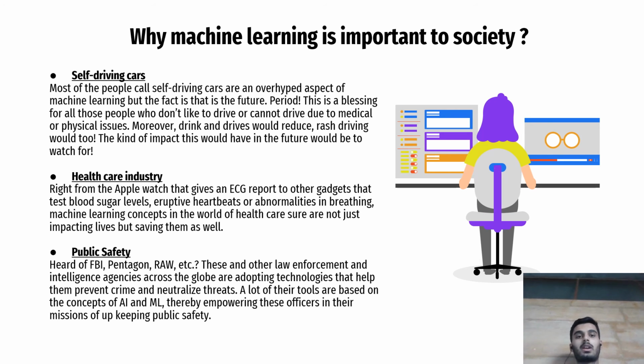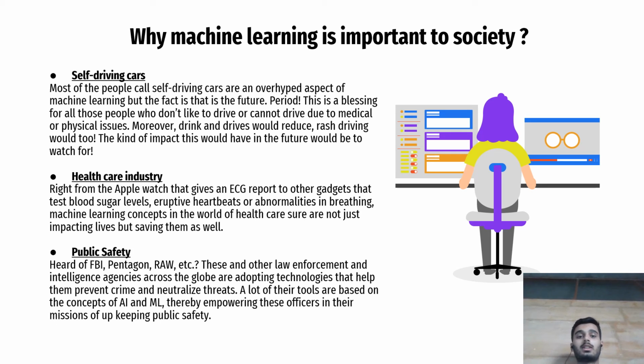And these are some prime examples of machine learning in society. Self-driving cars: most people call self-driving cars an overhyped aspect of machine learning, but the fact is that it is the future. This is a blessing for all those people who don't like to drive or cannot due to medical or physical issues. Moreover, drink and drive cases would reduce, and rash driving would too. The kind of impact this would have in the future is one to watch for the healthcare industry.